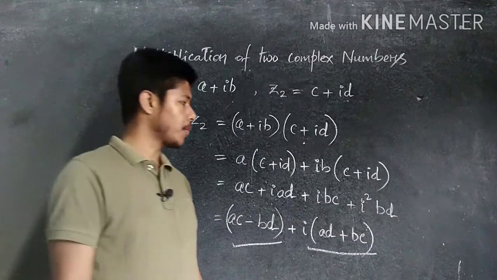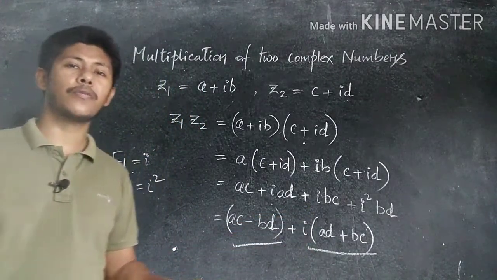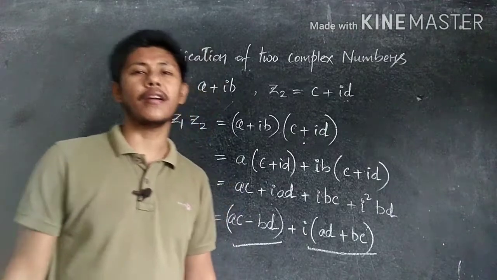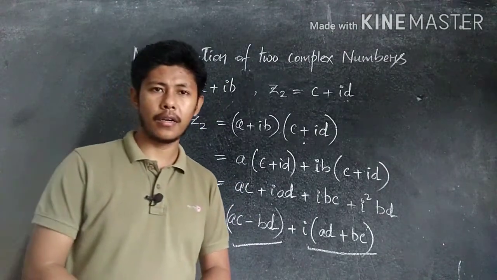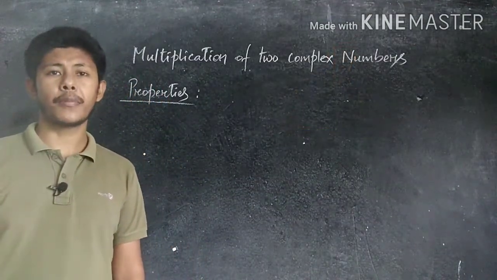Isn't it? Very simple. So easily we can multiply. So that means from here we get, like in this, we multiply the two complex numbers. Is it clear? Okay. Now next one is the properties.